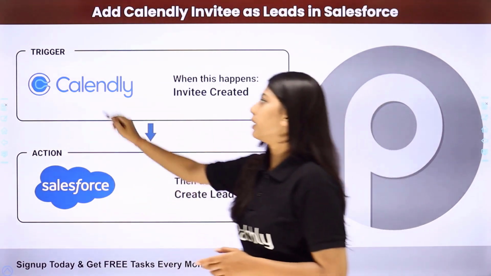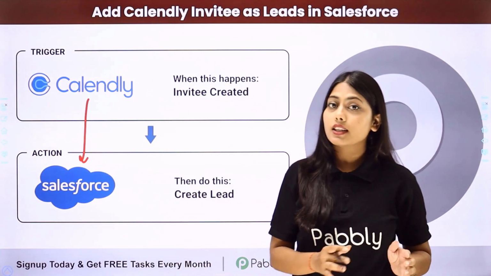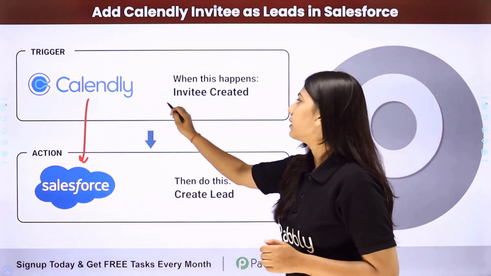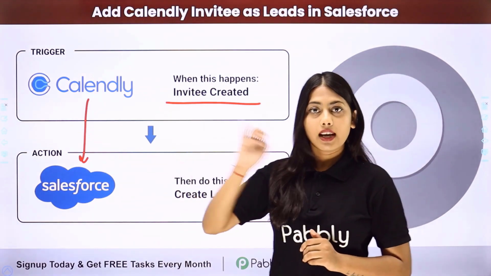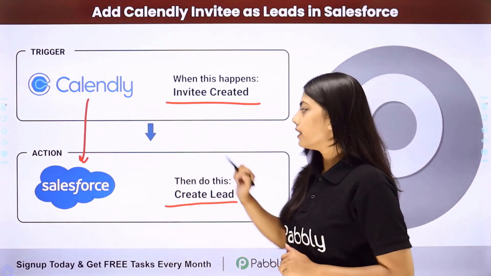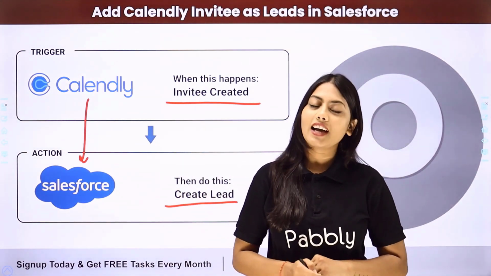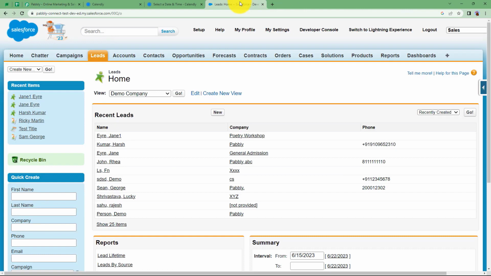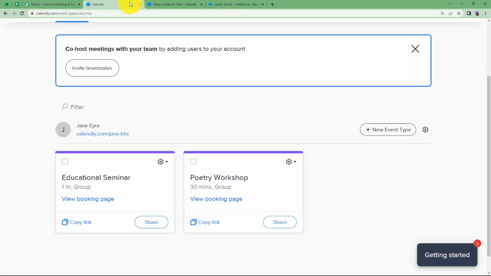Here we are going to integrate both these applications, and in this automation that we are going to create using Pabbly Connect, our trigger will be the invitee created in Calendly and our action will be to create lead in Salesforce. Let us learn how to do that. So in this video, let us learn how you can create leads in your Salesforce account whenever a new invitee registers themselves in any Calendly event.